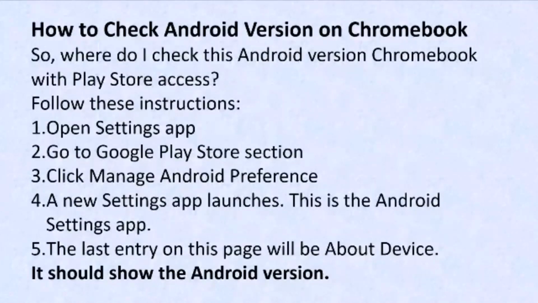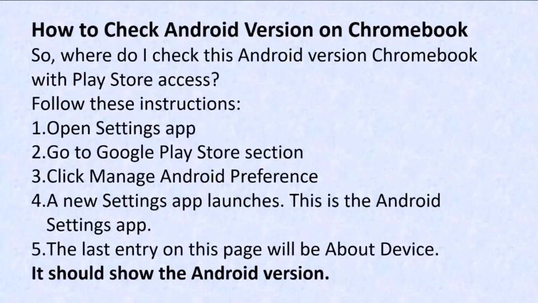So, how to check Android version on the Chromebook. So where do you check it? Number one, you have to have Play Store access. Most Chromebooks do. Here are the instructions.